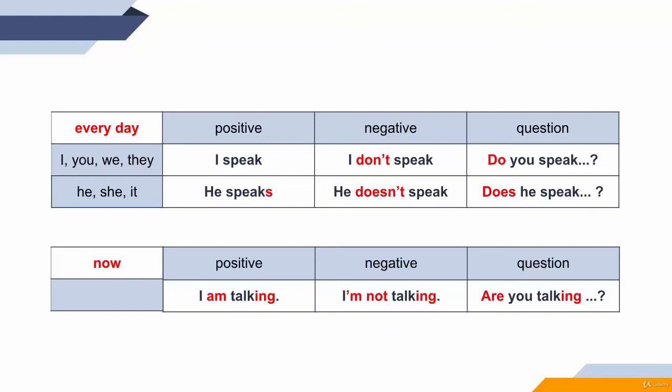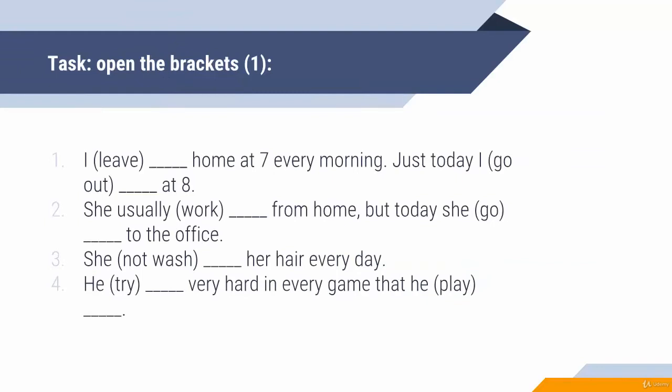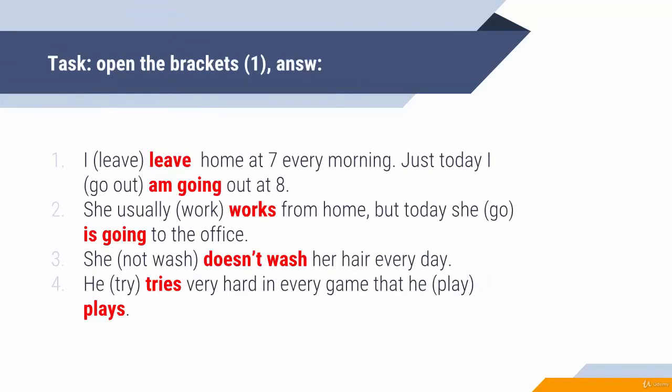Okay? Let's check them. In the first one, you need to open the brackets. I leave home at 7 every morning. Just today, I'm going out at 8. Usually, I do something at 7. But today, which means now, I'm doing something different. To show this contrast, for the usual action, you use present simple. For the action which is an exception to the rule, which is different from the rule, you use present continuous. I'm going out at 8.